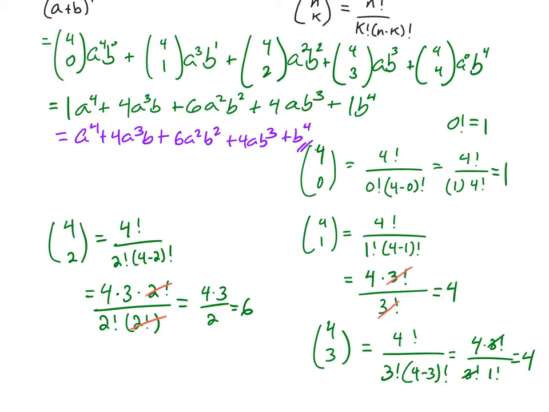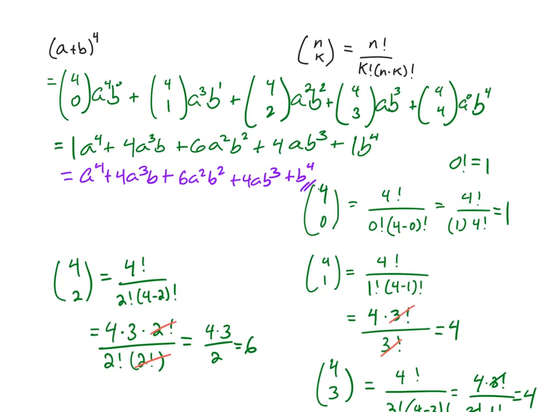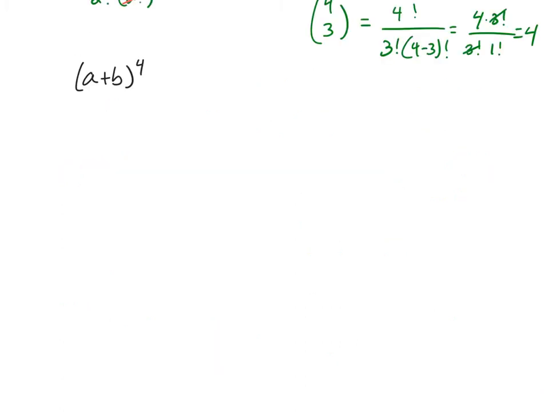So if we take a plus b to the 4th, and then we multiply all those terms, a plus b times a plus b times a plus b times a plus b, and we FOIL, at the end we're going to have a to the 4th plus 4a cubed b plus 6a squared b squared plus 4ab cubed plus b to the 4th. So now that we have seen using the combinations, I'm going to show you another method, and this one is using the Pascal triangle.